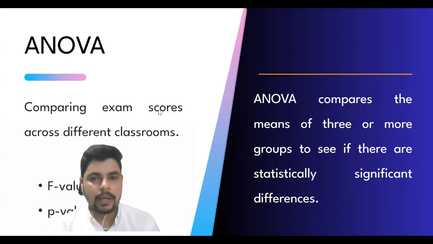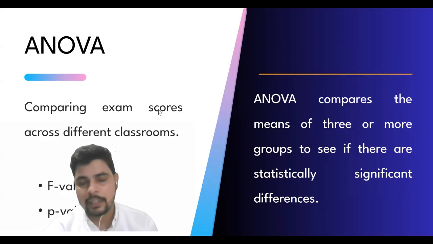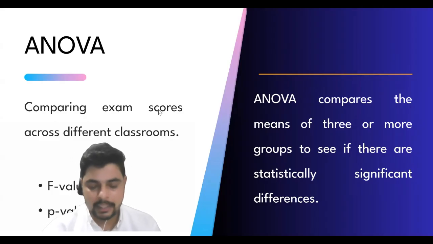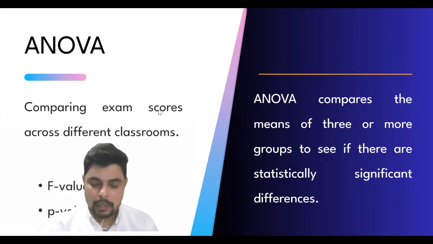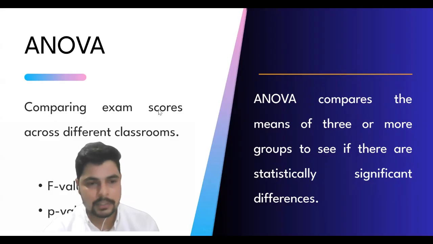So basically, ANOVA compares the means of three or more groups to check if the differences between the groups are significant or non-significant. For example, we are checking the exam score of the students across different classrooms, for example 9th, 10th, or 11th class, but they are divided into group A, group B, group C. In this way, we check their exam score differences. So the values we need in ANOVA are the F value and the P value, which we discuss in the next stage.